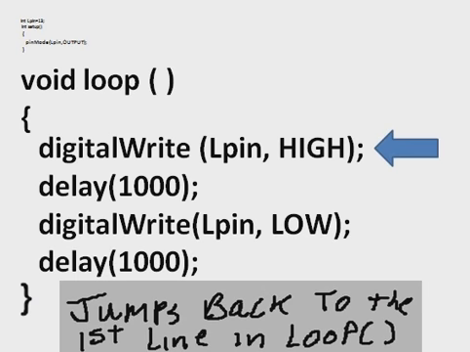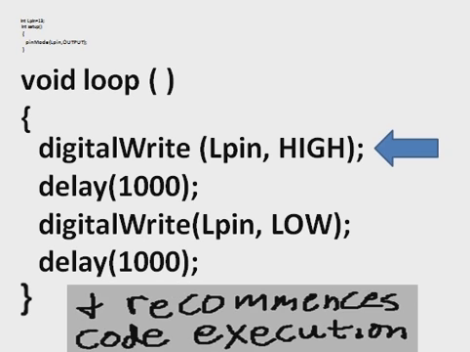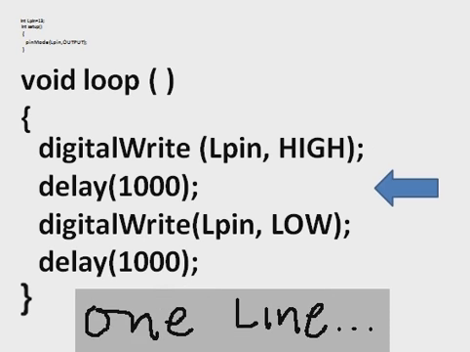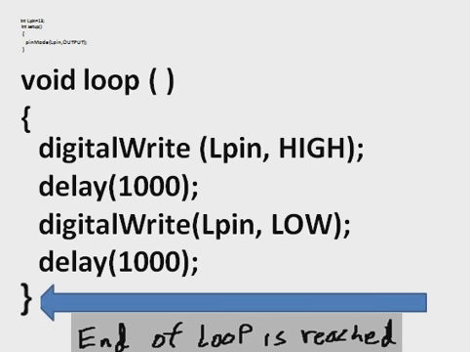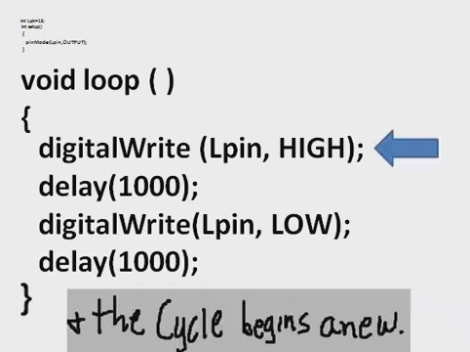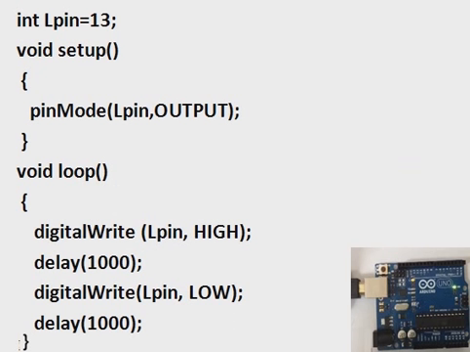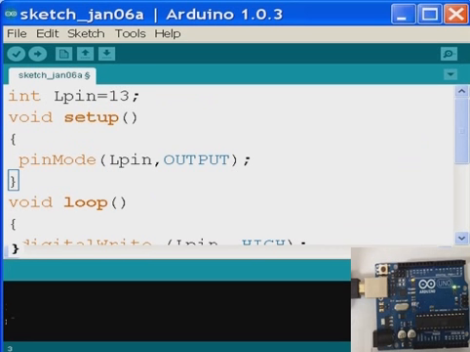Now it jumps back to the first line in the loop and recommences code execution. One line at a time until the end of the loop is reached. And the cycle begins anew. There is my program. And there it is within the Arduino interface program.